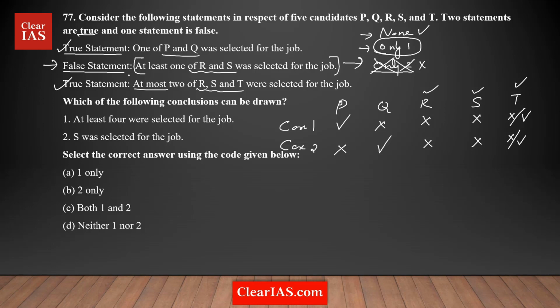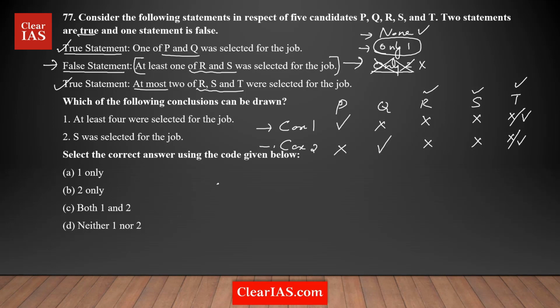So based on the third statement, which is a true statement, there are 2 possibilities. That means T can be selected or T could not be selected. There are 2 cases that you need to consider. So these are the 2 scenarios based on the statements given. Now let's analyze the conclusions given.